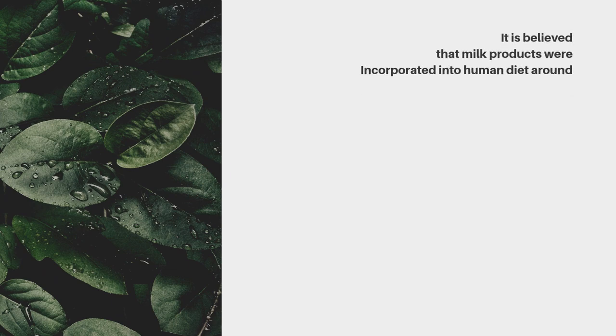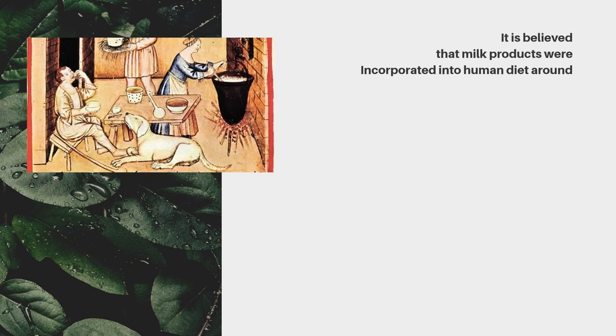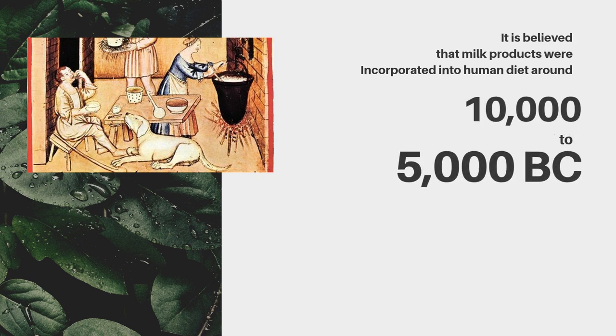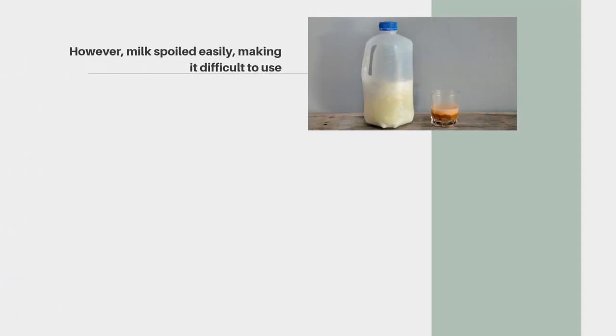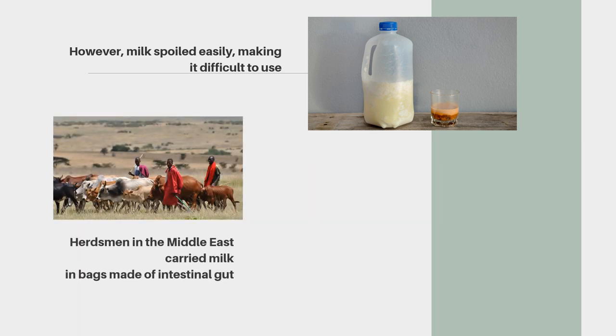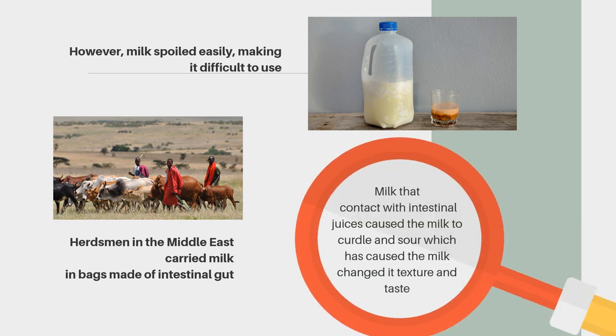Also, it is believed that milk products were incorporated into the human diet around 10,000 to 5,000 BC, with the domestication of milk-producing animals such as cows, sheep and goats, as well as yaks, horses, buffalo and camels. However, milk spoiled easily, making it difficult to use. Therefore, at that time, herdsmen in the Middle East carried milk in bags made of intestinal gut. It was discovered that milk in contact with intestinal juices curdled and soured, which changed its texture and taste, and allowed for conservation of a dairy product.